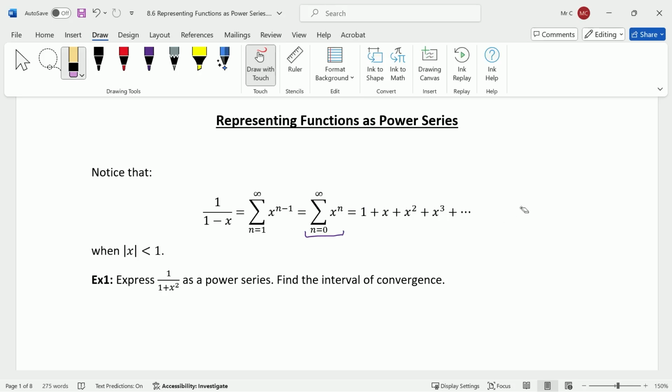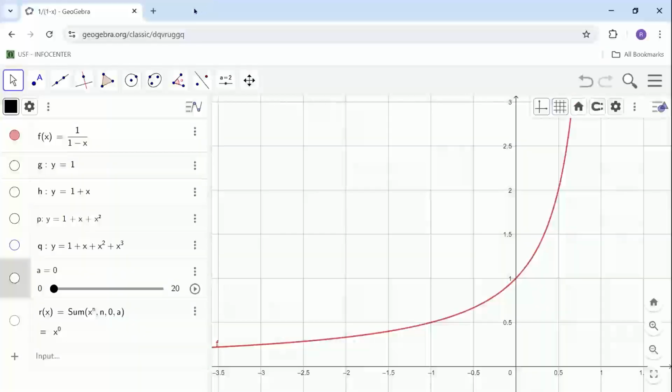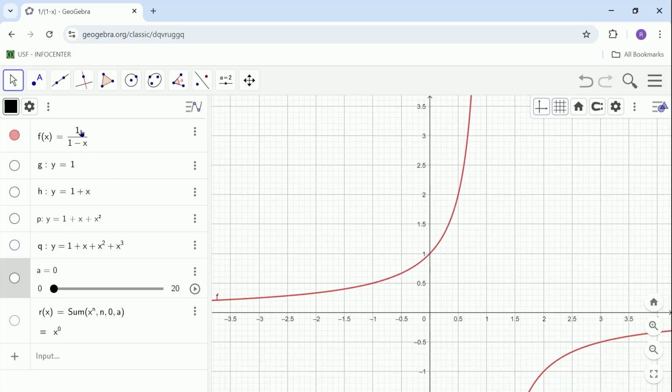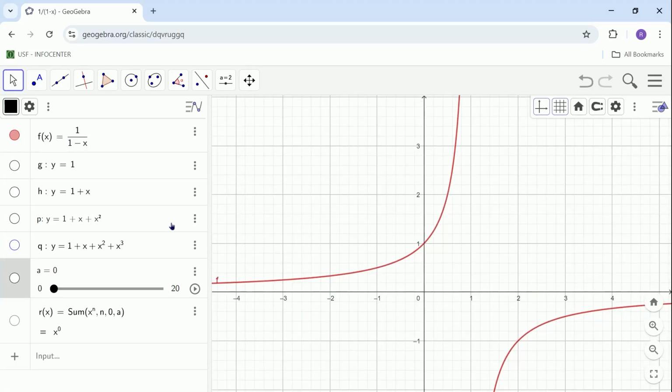Okay, that being said, I want to take a look at a little graphing tool here to show you the power of what this does for us in terms of modeling the behavior of functions. So let's pull this up, zoom out a little bit. The graph here is the graph for 1 over 1 minus x. And what I've done here is graphed the partial sums for the series. So that series is 1 plus x plus x squared plus x cubed plus x to the fourth, and so on. But we're going to look at the partial sums one at a time.